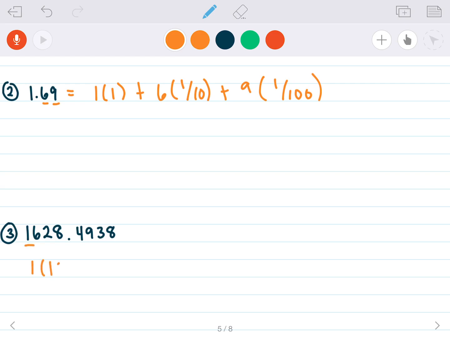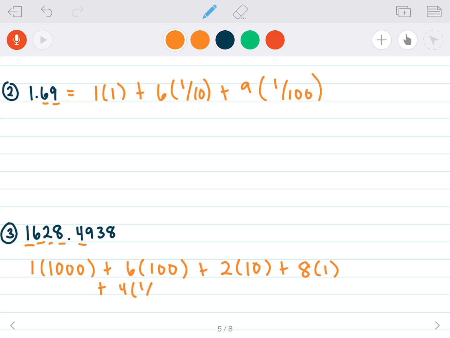1 times 1,000 plus 6, that's in the hundreds place, 6 times 100, plus 2 times 10, that's in the tens place, plus 8 ones, and now come the parts, plus 4 tenths, so 4 times 1 out of 10, plus 9 hundredths, so 9 times 1 out of 100, plus 3 thousandths, 3 times 1 out of 1,000.